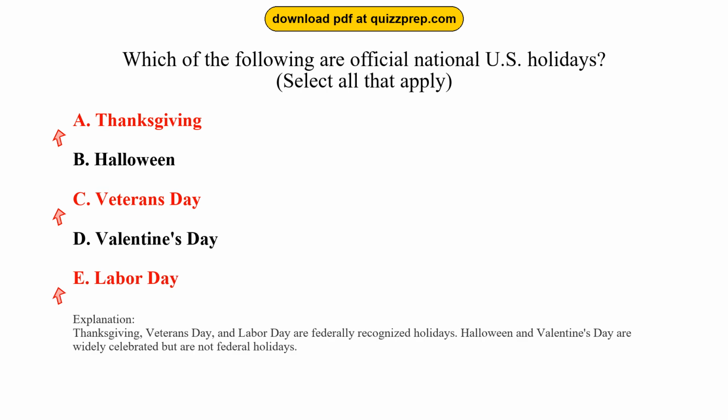Thanksgiving, Veterans Day, and Labor Day are federally recognized holidays. Halloween and Valentine's Day are widely celebrated but are not federal holidays.